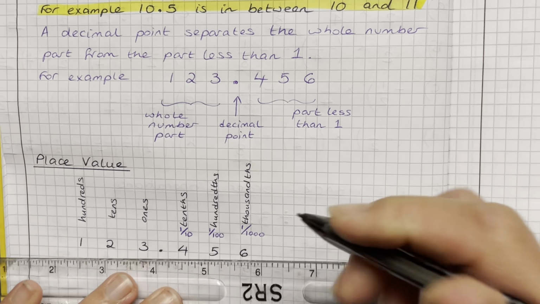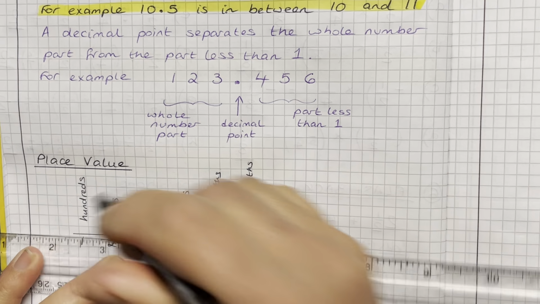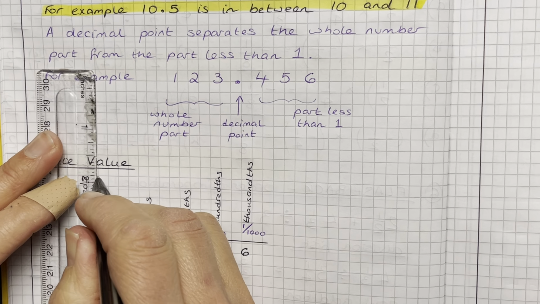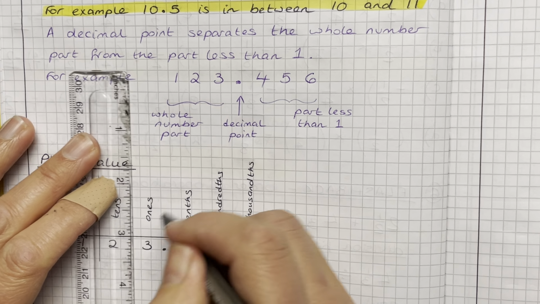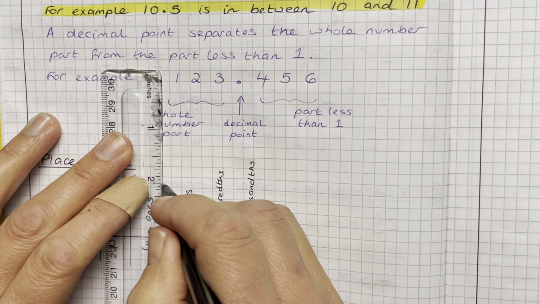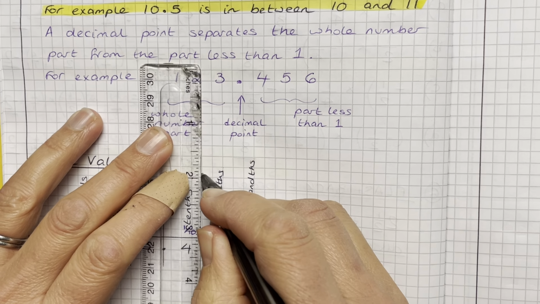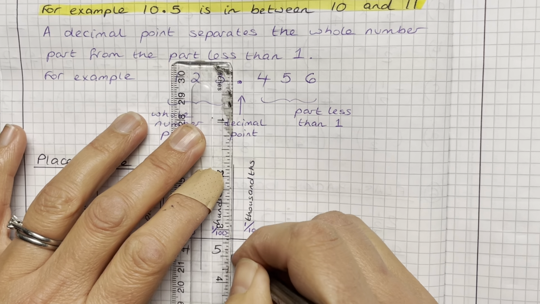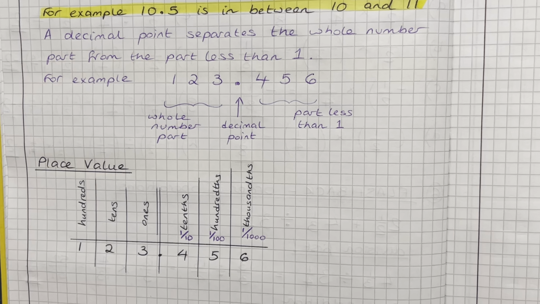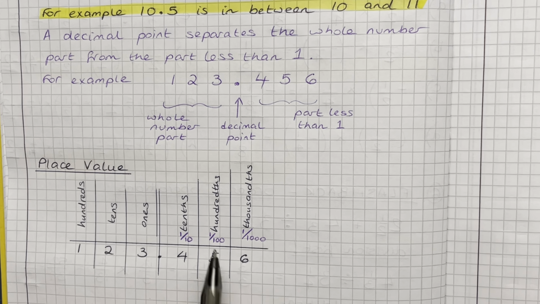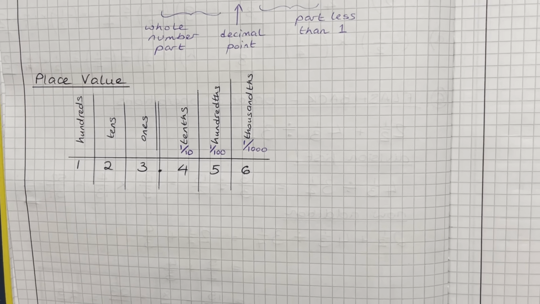Let's just neaten that up a little bit. So let's make sure that goes through there. Okay. All right, so we've got hundreds, tens and ones, tenths, hundredths and thousandths.